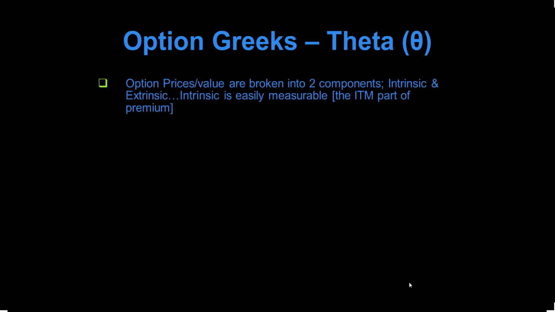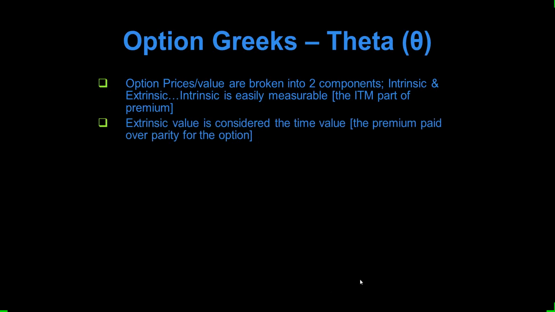Now, theta. Theta is very important whether you're long a single leg, or you're short, and you're a primary credit spread trader, or you're taking advantage of premium decay. Option prices are broken down into the two components I told you, intrinsic and extrinsic. Intrinsic, as I said, is the easiest to measure because it's the in the money portion of an option. The extrinsic value is considered time value, and that premium is what you pay to buy that contract over the cost of the option.